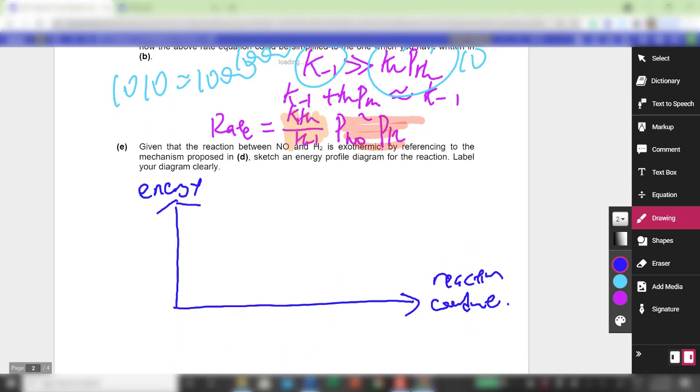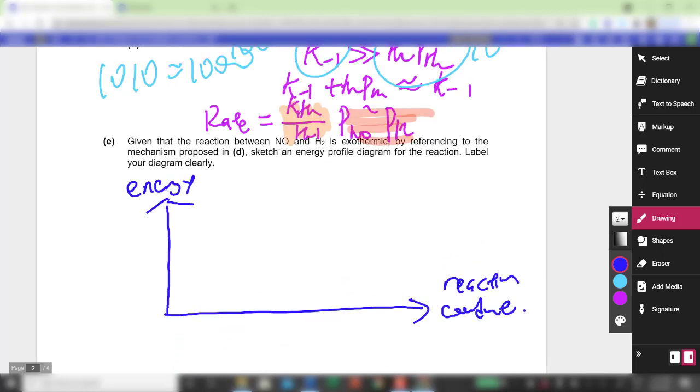Again, we have two humps. The first step is a fast equilibrium step, so therefore the barrier is likely to be low. So we are probably looking at something like that, a low barrier, followed by the next step, which has a high activation barrier. And since you were told that it's exothermic, the product should be lower than the reactant. If you draw a dotted line, this is the reactant, 2NO plus H2, and this is the delta H, given to be exothermic.